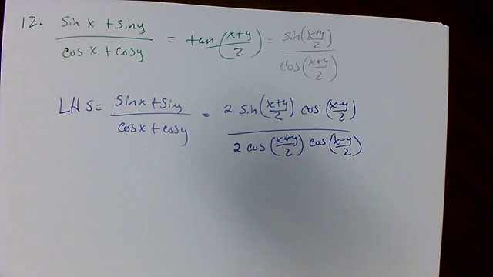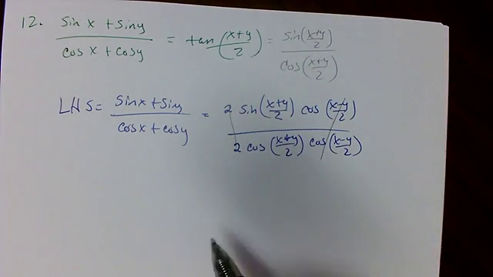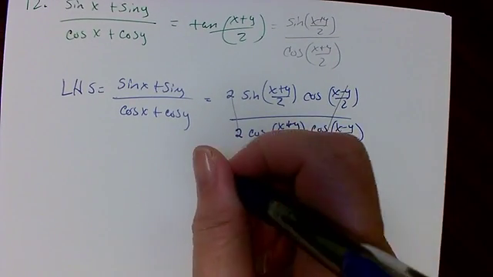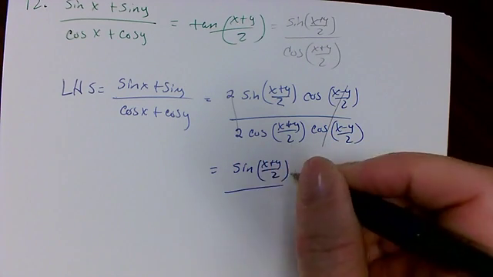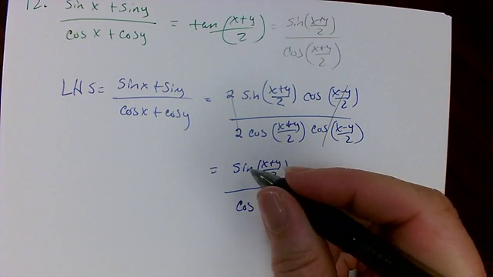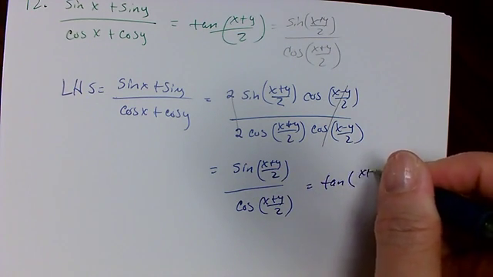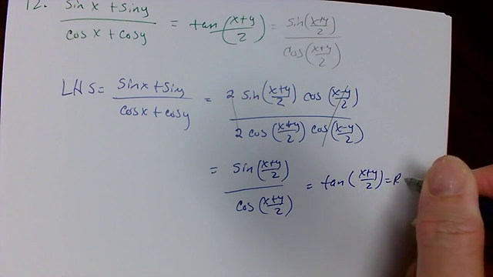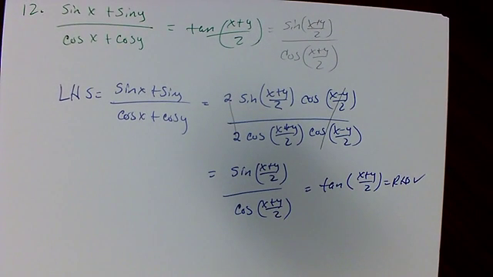And again, these two terms are going to cancel, and so will our 2's because they're exactly the same, top and bottom. So this will equal the sine of x plus y over 2 divided by the cosine of x plus y over 2. Sine over cosine will equal the tangent of x plus y over 2, which is equal to our right-hand side, and that is the way that you want to prove your identities. Get them in terms of sine and cosine in most cases to simplify them out.